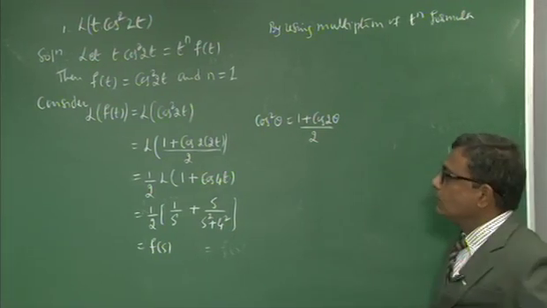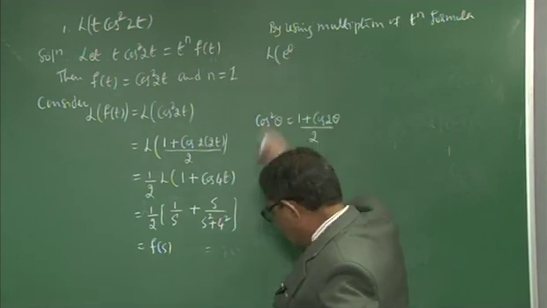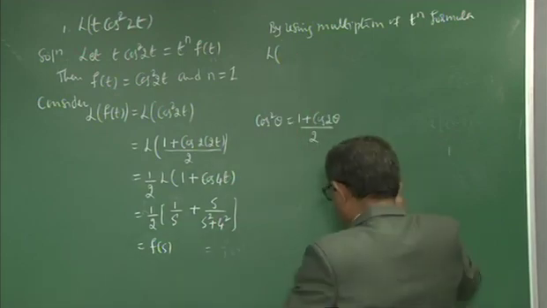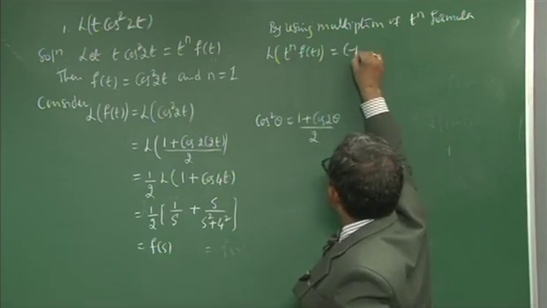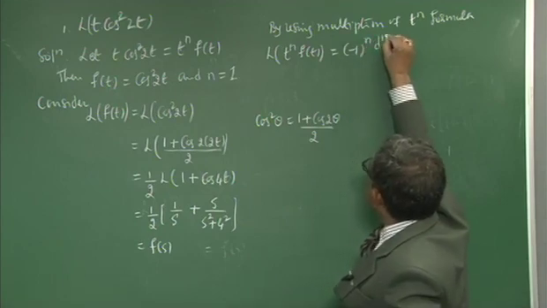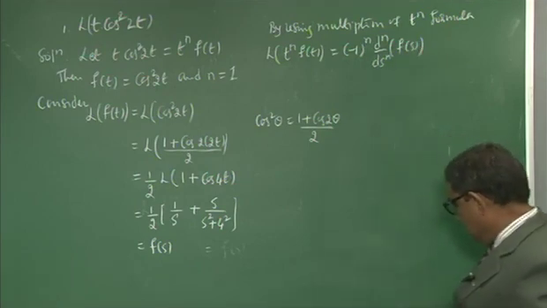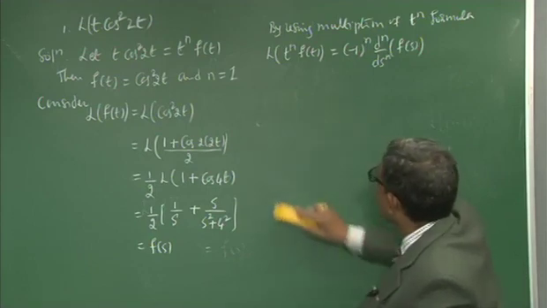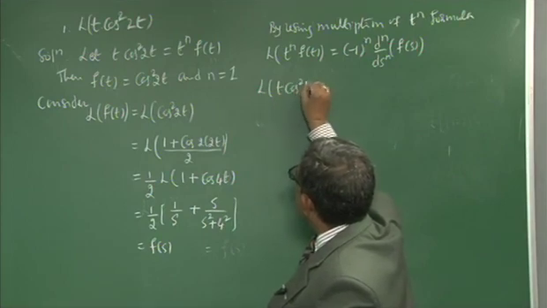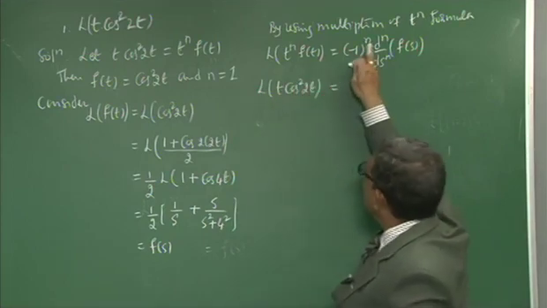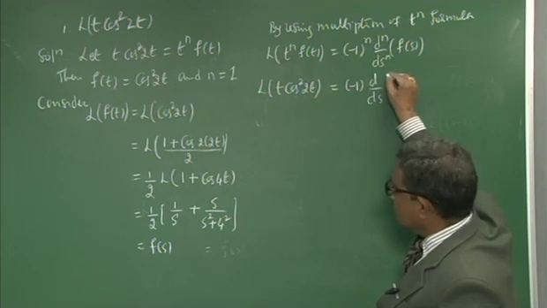You have to use the third property, L of t raised to n times f of t. What is the formula? Minus 1 whole to the power of n, d raised to n by ds raised to n of f of s. Now substitute the corresponding values. Now it is L of t cos square 2t. Now put n equal to 1, it is minus 1 d by ds of, what is your f of s?